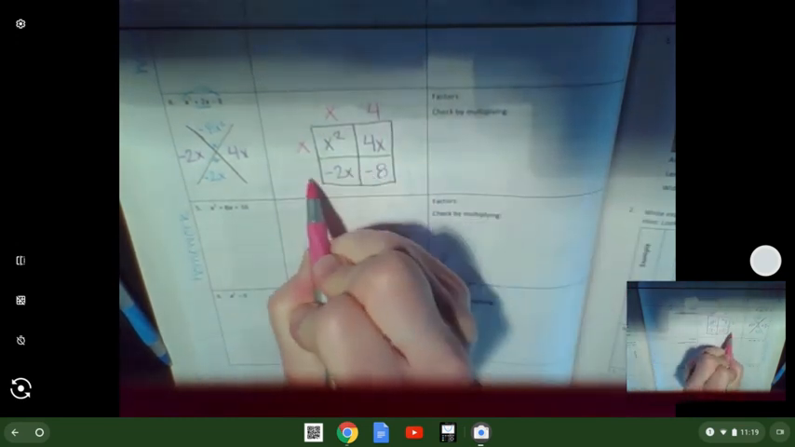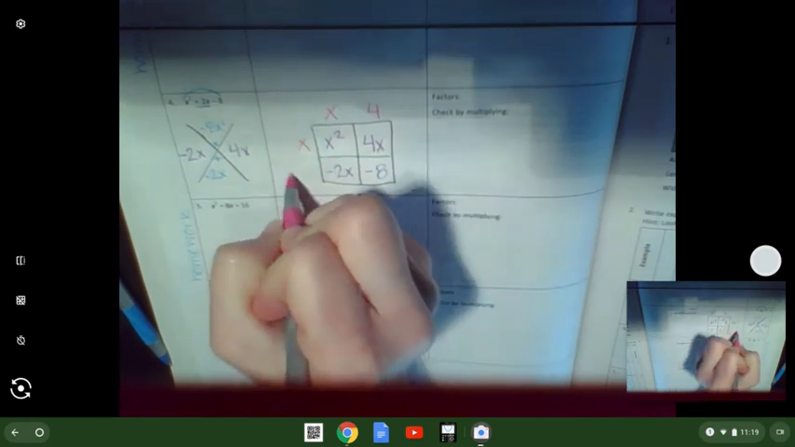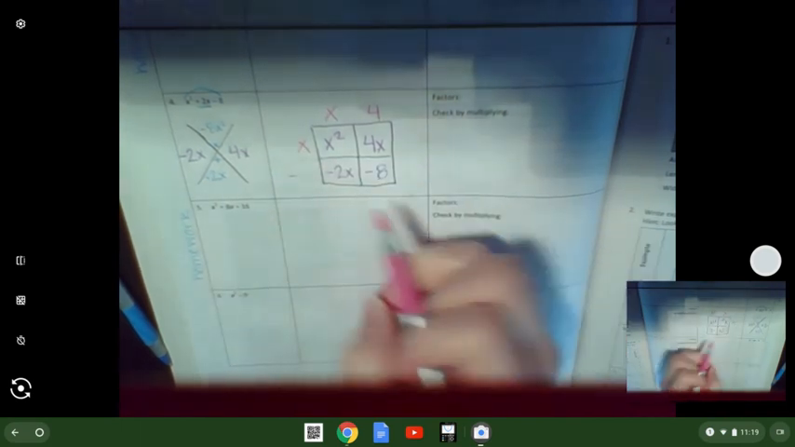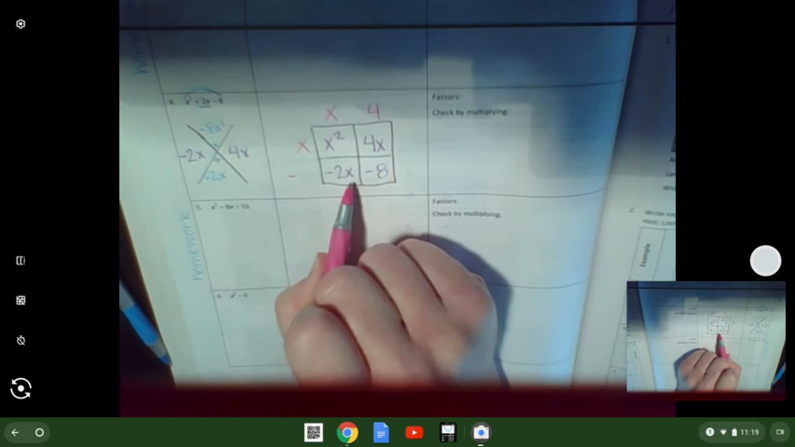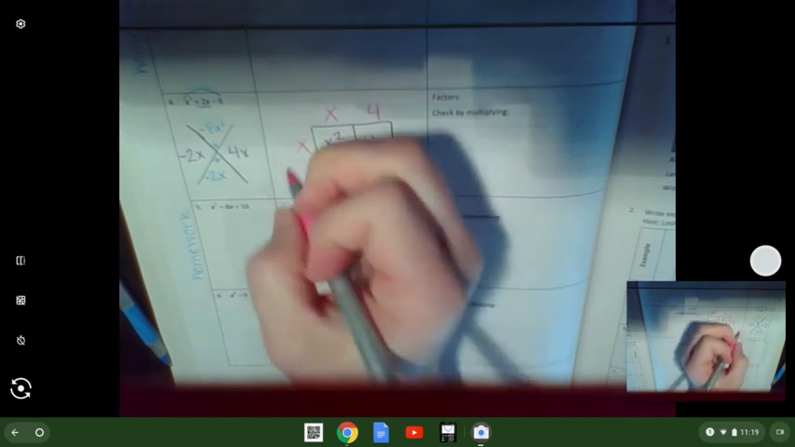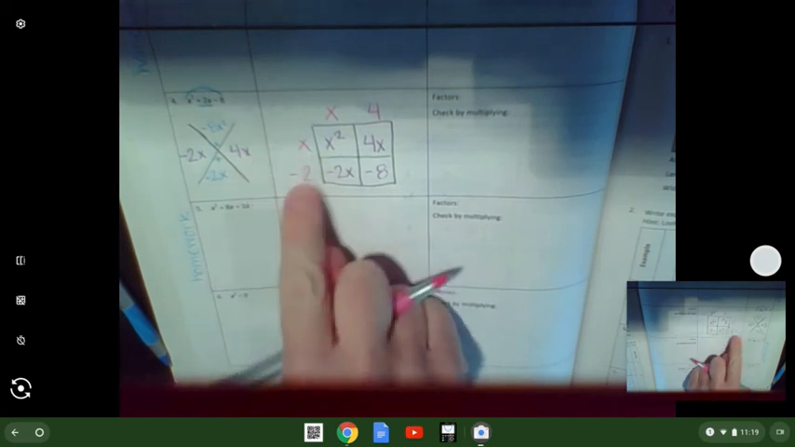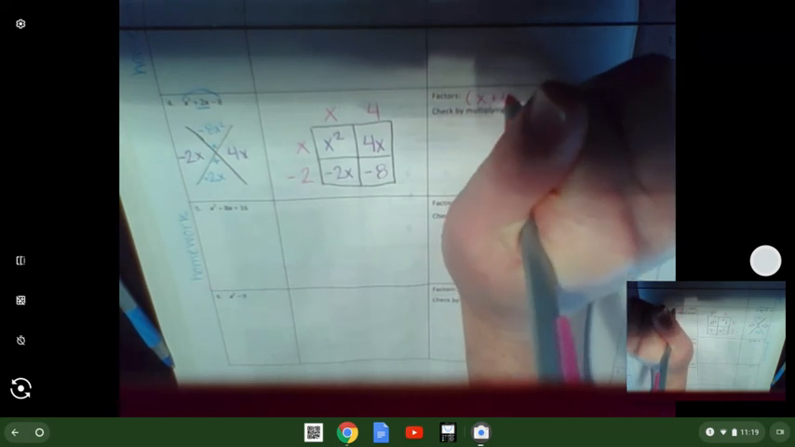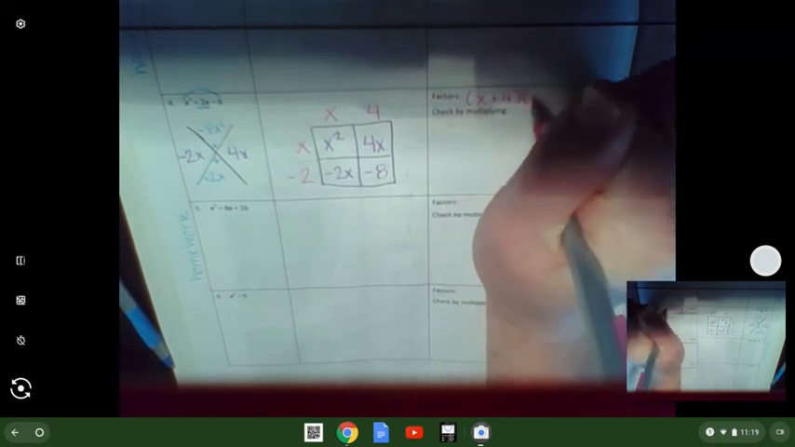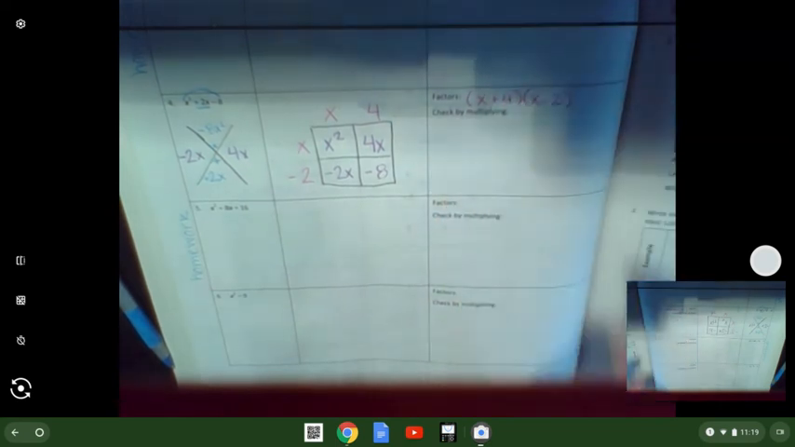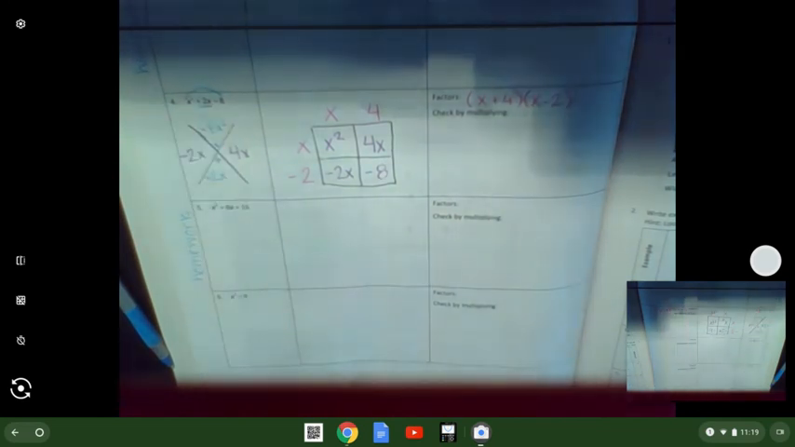And looking at this last row, notice they're both negative. That tells me, hey, they have a negative that's in common. They don't both have an x, so I can't put x, but 2 and 8 are both divisible by 2. So now that we have filled out what do they have in common, what are our GCFs, greatest common factors, that means x plus 4 from the top and x minus 2 from the side must have been what we multiplied together to get x squared plus 2x minus 8.